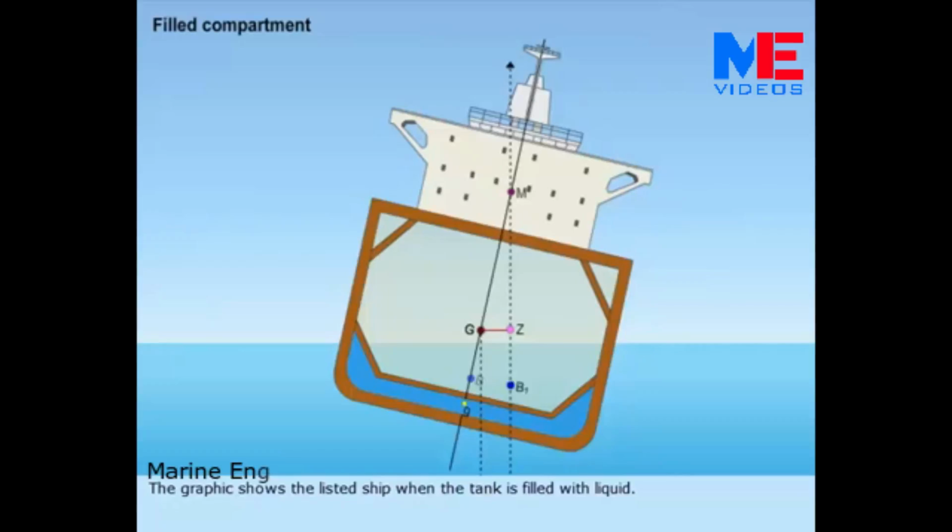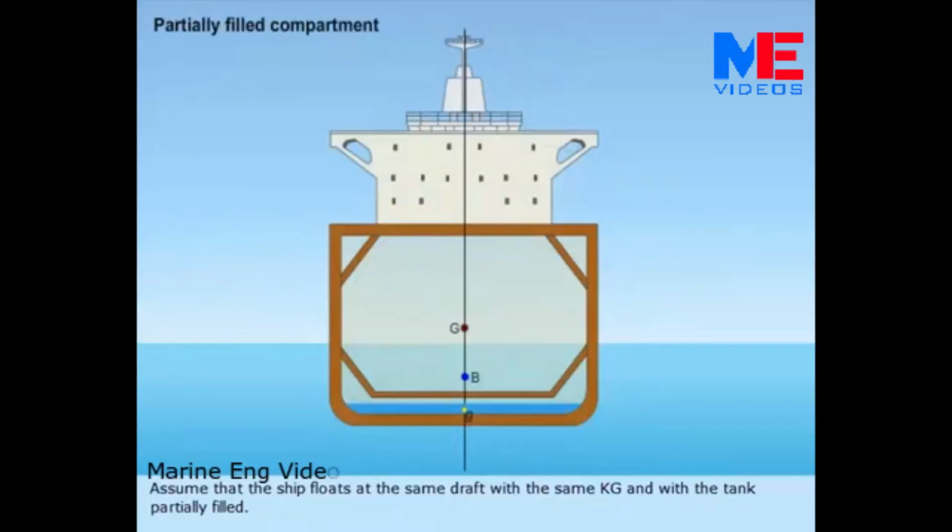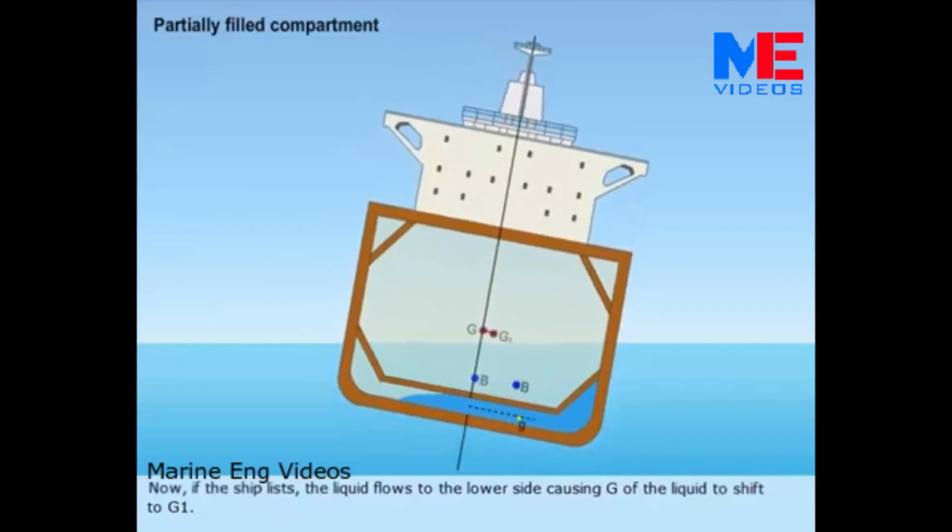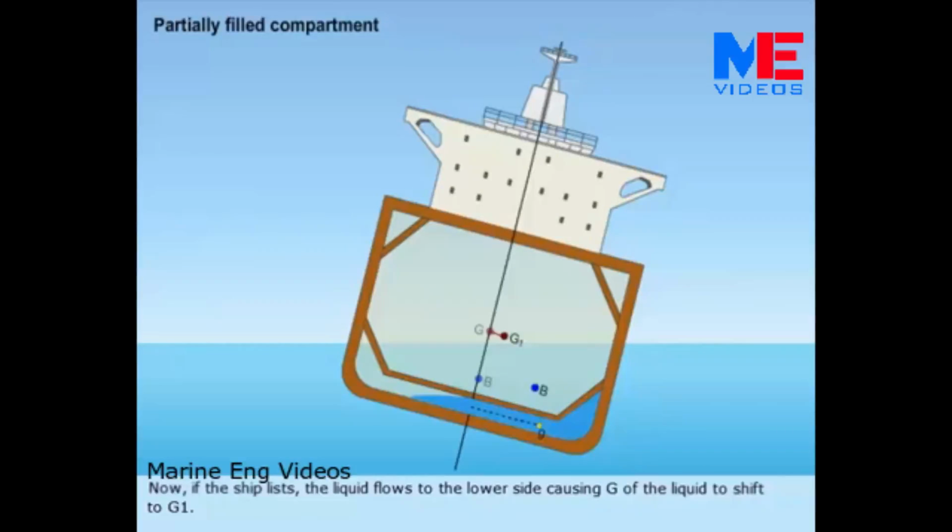The graphic shows the listed ship when the tank is filled with liquid. Assume that the ship floats at the same draft with the same KG and with the tank partially filled. Now, if the ship lists, the liquid flows to the lower side, causing G of the liquid to shift to G1. This results in the center of gravity of the ship G moving to G1. This effect is called a free surface effect.